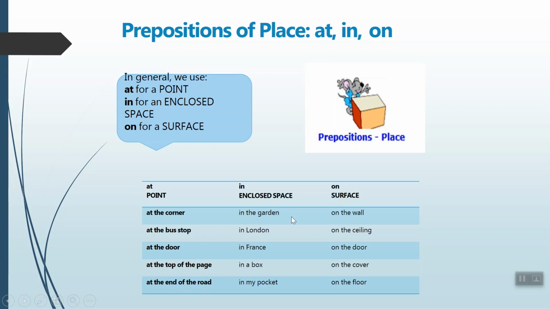You see? Here, any closed space: in the garden, in London, in France, in a box, in my pocket. On is for surface: on the wall, something on the wall, on the ceiling, on the door, on the cover, on the floor.